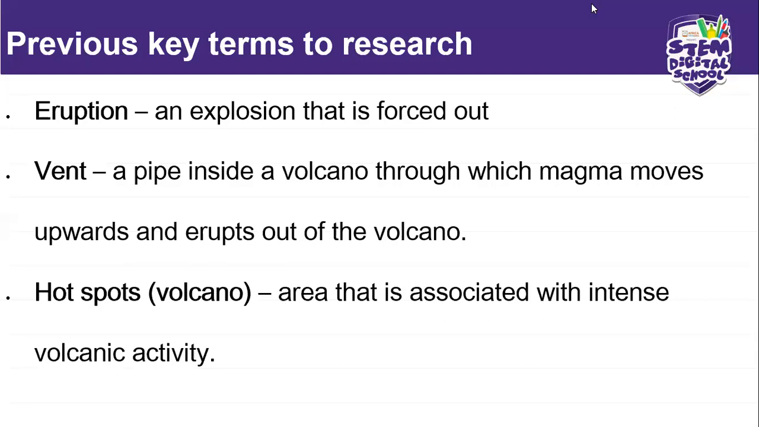So this vent is in the context of volcanoes. It has another meaning in different contexts, so I wanted the one for volcano. And then hotspots. That's why I put in brackets volcano, because there's Wi-Fi hotspots. Volcano hotspots. This is an area that is associated with intense volcanic activity. So an area that experiences too many volcanoes is called a hotspot. So those are the terms you were supposed to research yesterday.